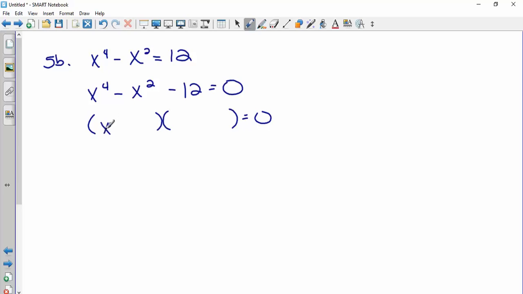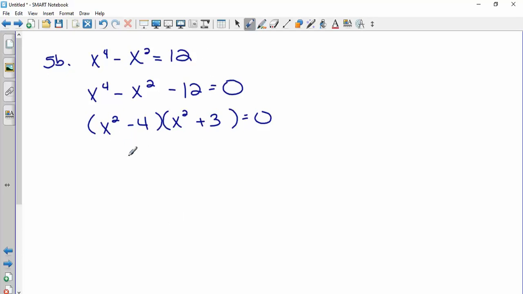X to the 4th will break into x squared and x squared. I need two numbers that multiply to -12 and add to -1. Okay, from here you can continue to factor. Will both of these break down some more? Yeah, just the x squared minus 4. You could break it into x plus 2, x minus 2.